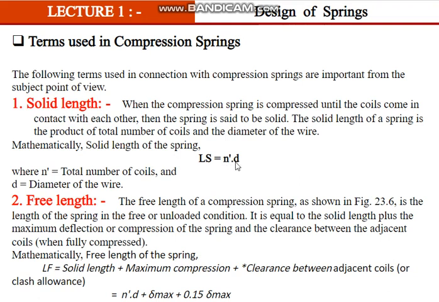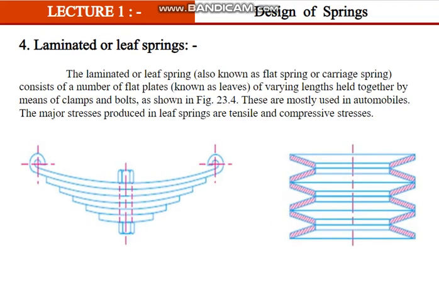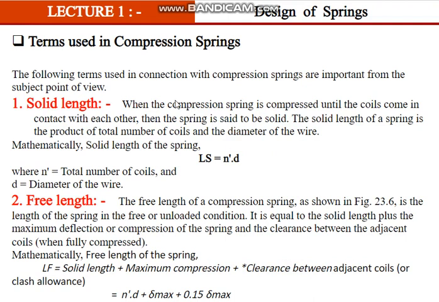And d is the diameter of the wire. This is not the coil diameter. Here I showed you, this is the diameter of the wire, this one. It's a small circle. From here to here will be the coil diameter. So for wire diameter we are using small d.